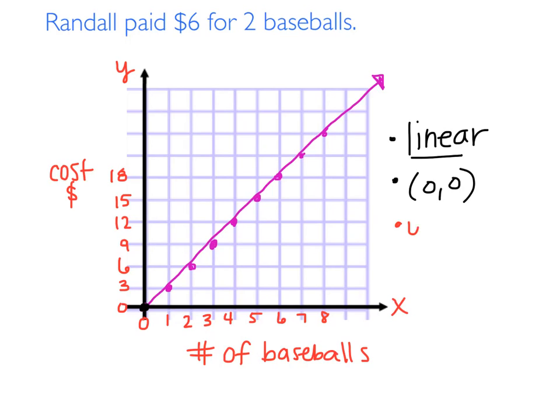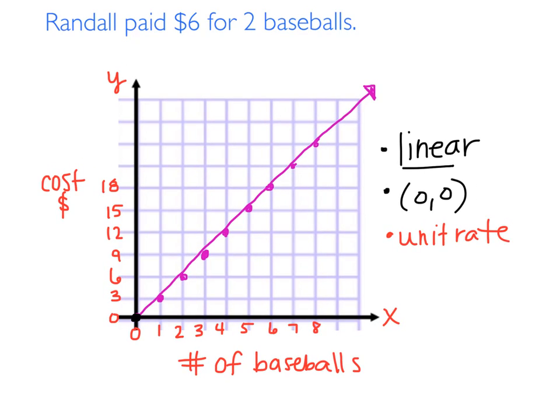It also has to have a common unit rate. The unit rate in this case is it costs $3 per baseball. That's the unit rate. So this is a proportional situation, again, because it's linear. It goes through 0, 0, and it has a unit rate.